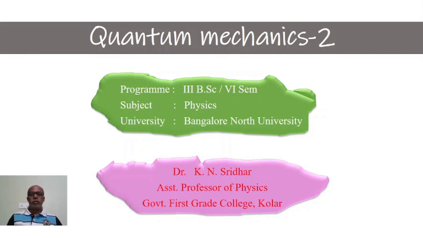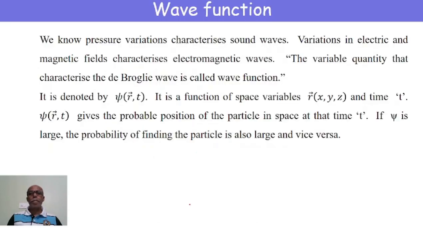Now we are discussing the different concepts of quantum mechanics, part 2, under which we study the wave function. We know the pressure variations result in sound waves. The variations in electric and magnetic fields result in electromagnetic waves. Whereas the variable quantity that characterizes the de Broglie wave is called the wave function.